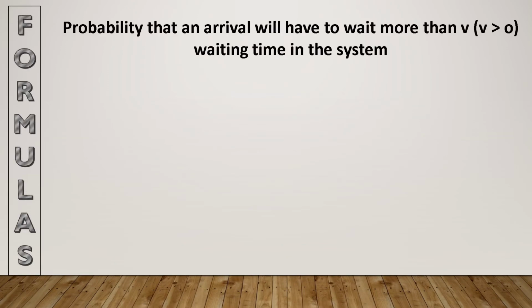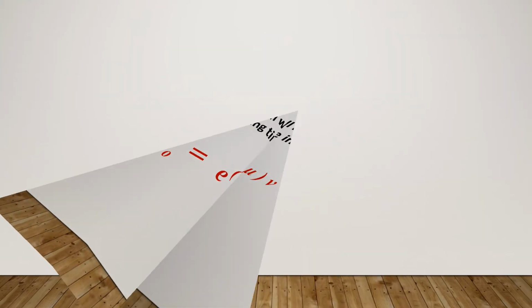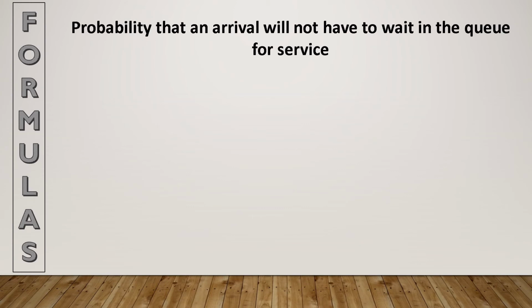Next, probability that an arrival will have to wait more than V, where V is greater than 0, or waiting time in the system. The formula will be P is equal to e raised to the power of the result of the mean arrival rate minus the mean service rate multiplied by V, or the waiting time in the system. Next, probability that an arrival will not have to wait in the queue for service. The formula will be P is equal to P sub 0.